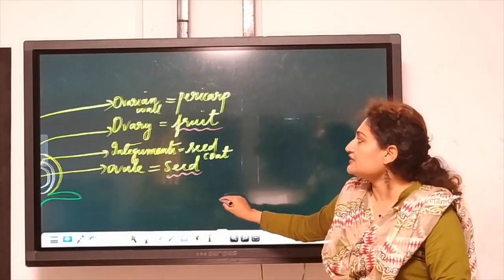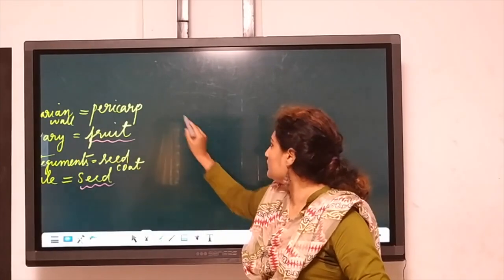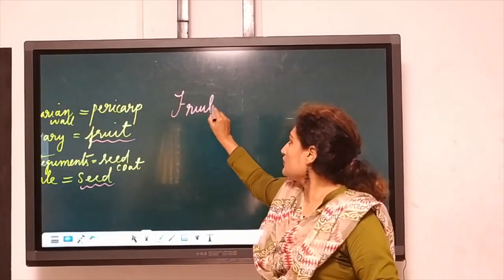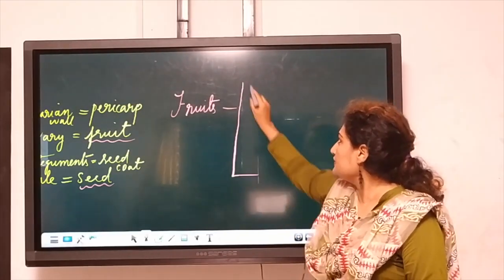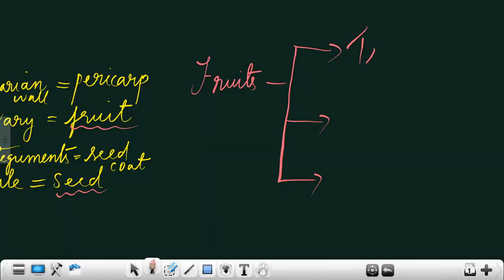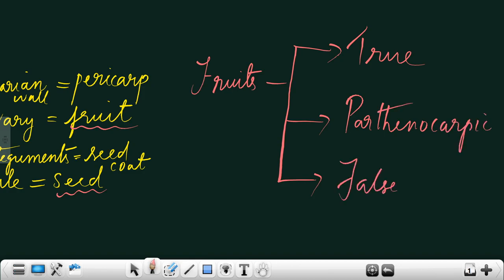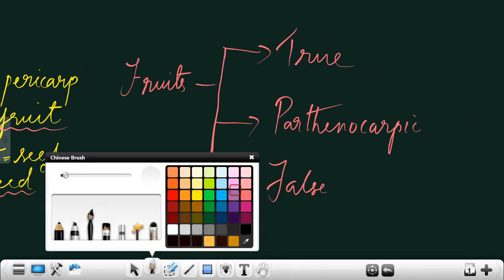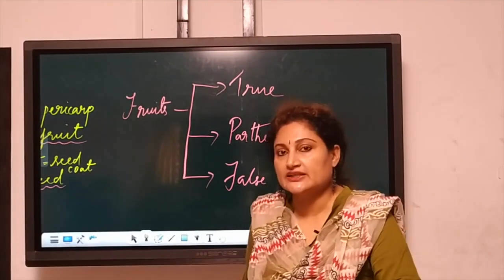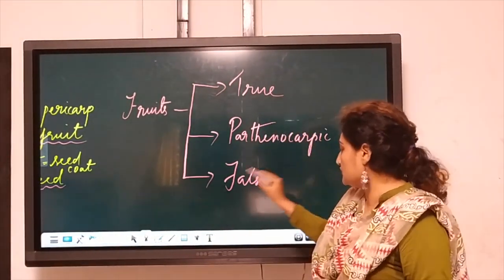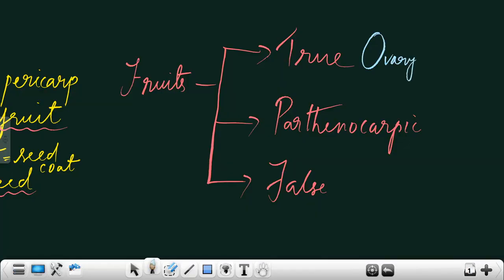Now we are going to see different types of fruits. They are broadly classified into 3. True fruits, parthenocarpic fruits, and false fruits. Now true fruit, as earlier mentioned, ovary after fertilization becoming the fruit is called a true fruit. Ovary after fertilization becomes a fruit, then it is called true fruit.